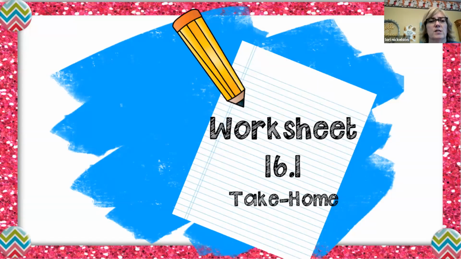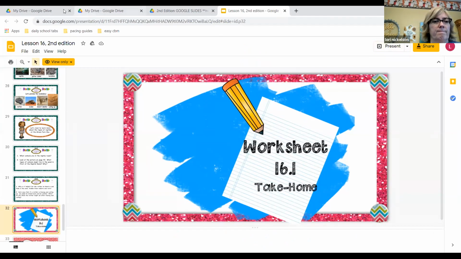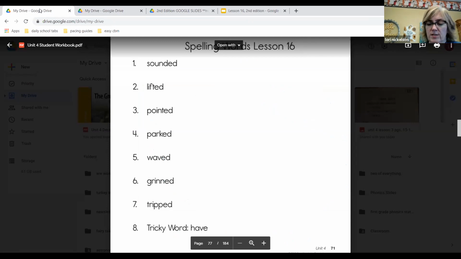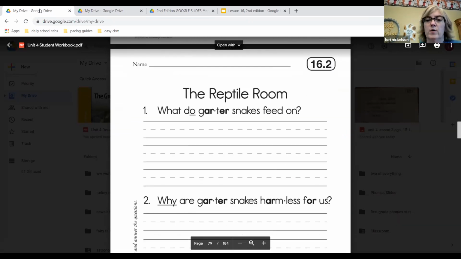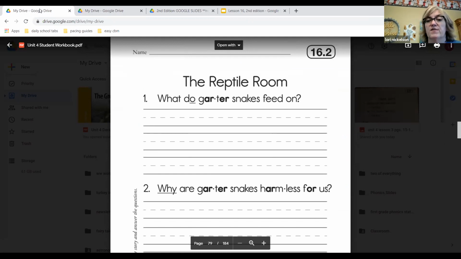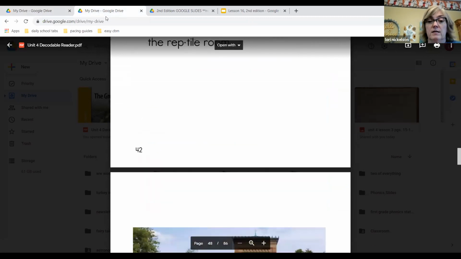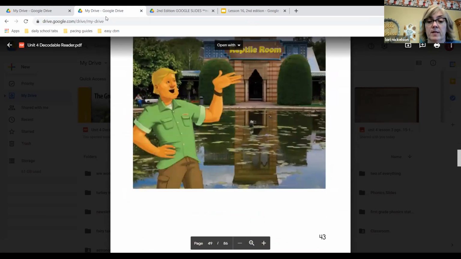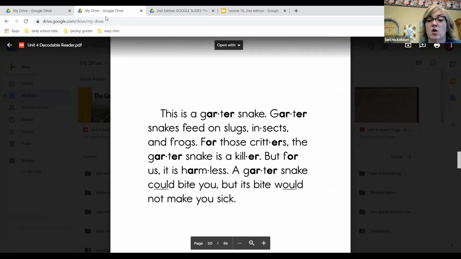All right, so let's look at our worksheets. We looked at 16.1. Let's look at 16.2, the reptile room. What do garter snakes feed on? Do you remember? Well, if we go back into our story, a garter snake feeds on slugs, insects, and frogs. So what is a garter snake like? Frogs, slugs, and insects. Great job.